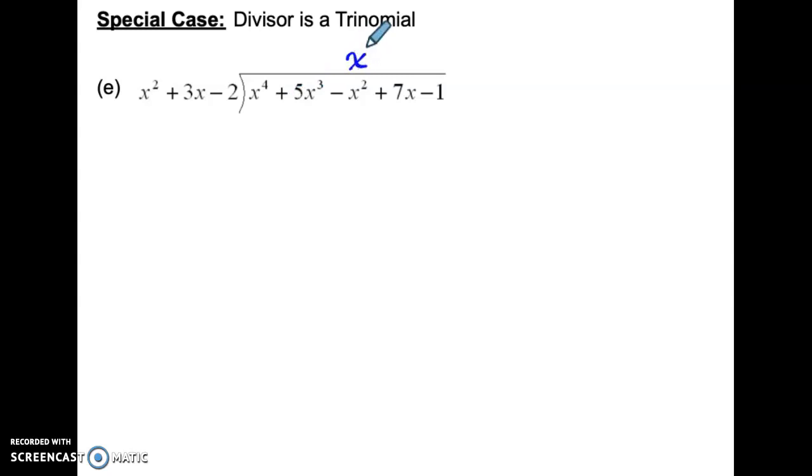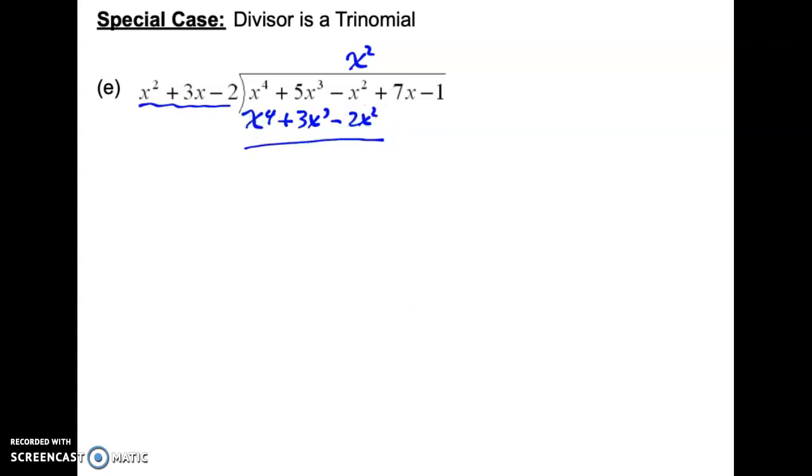So I'm just going to line up my x squareds again. And then you take that first part of the quotient, multiply it by the entire divisor. You're going to multiply it by all three terms. So x squared times x squared is x to the 4. X squared times 3x, 3x cubed. X squared times minus 2, negative 2x squared.